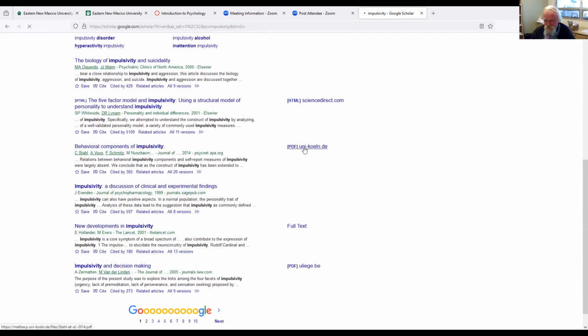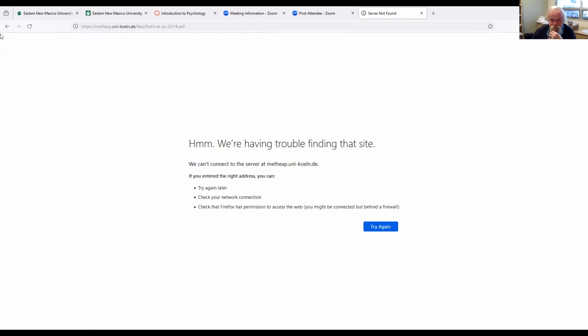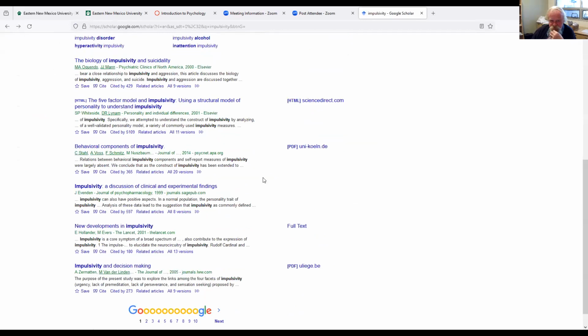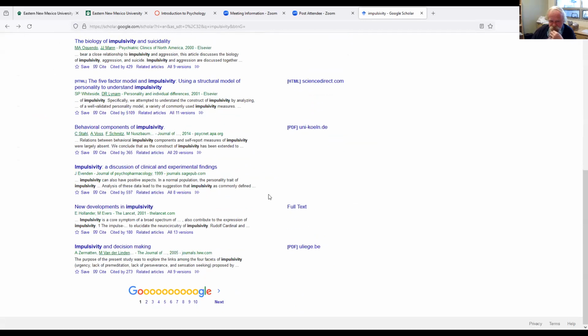Behavioral components. All right, let's just try that. Let's see if we can get that one. All right, open up. And we'll see if there are some, oh, they're having trouble finding that site. Let's see if we can find some full text article that will allow me to get some ideas about what impulsivity is, okay?